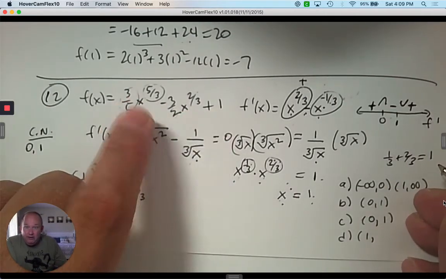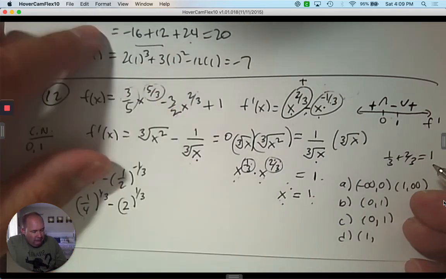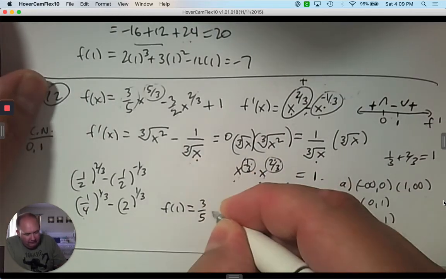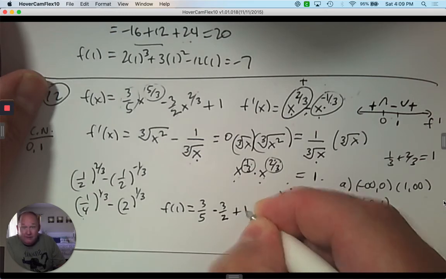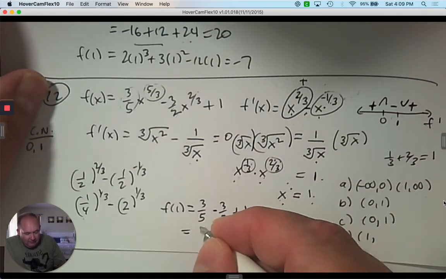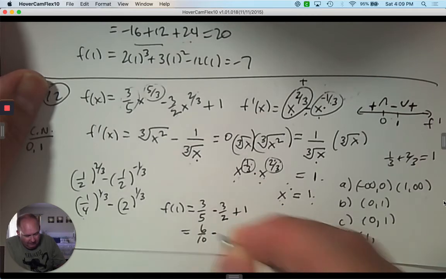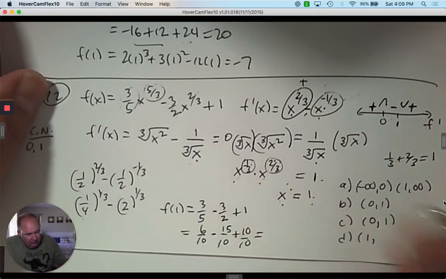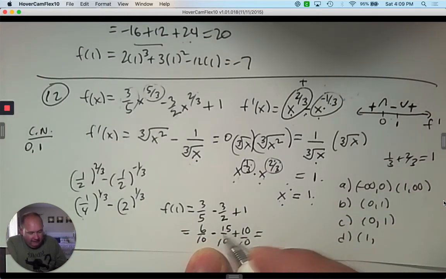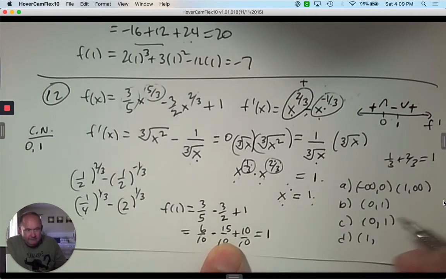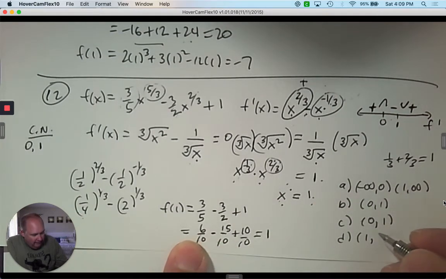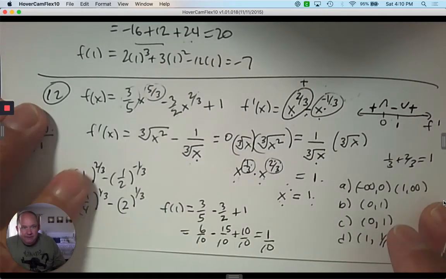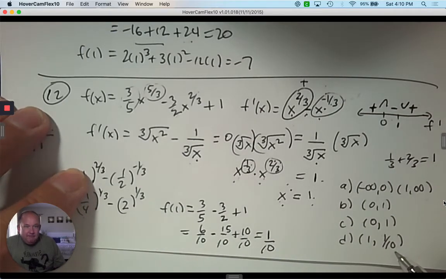Now the good news about 1 is 1 to any exponent is 1. So if I want to know when I plug in positive 1, you're left with 3/5, take away 3/2 plus 1. Yes, you can. So we're going to make the common denominator 10. So multiply it times 2, multiply it times 5, and then 10 over 10. So 6 take away 15, that's negative 9, plus 10 is 1. So that's 1 over 10. So we have a maximum at 0, 1, and a minimum at 1 and 1/10.